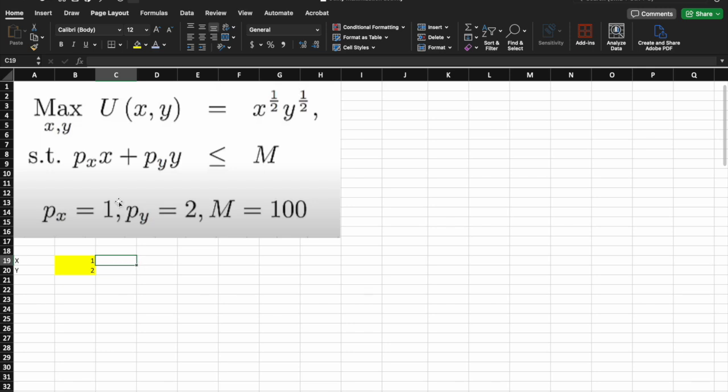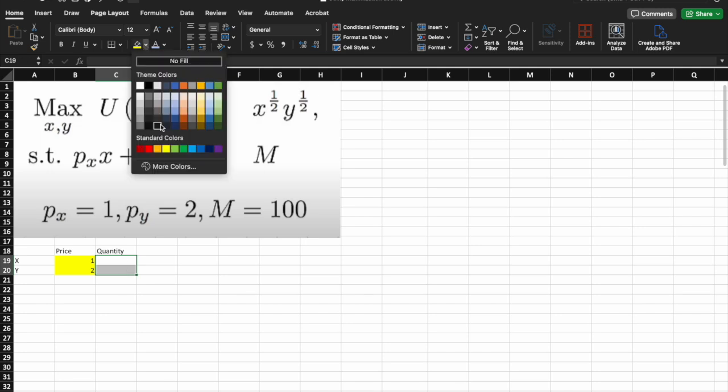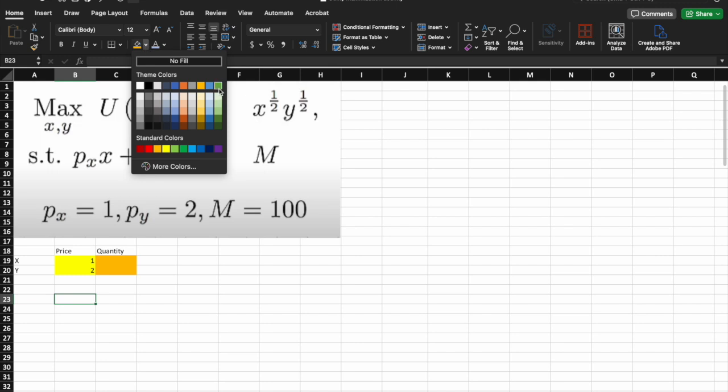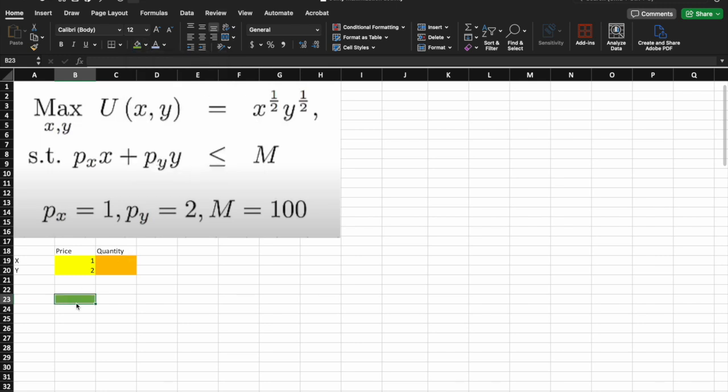And then we also want quantity. So this is price. We also want quantity. What's the quantity of X and Y that will maximize our utility? These right here are going to be our orange cells. This is what we want Solver to change in order to maximize it. Okay, and then we also know, what do we want to maximize? We need a green cell. So this is the thing that we want to maximize.